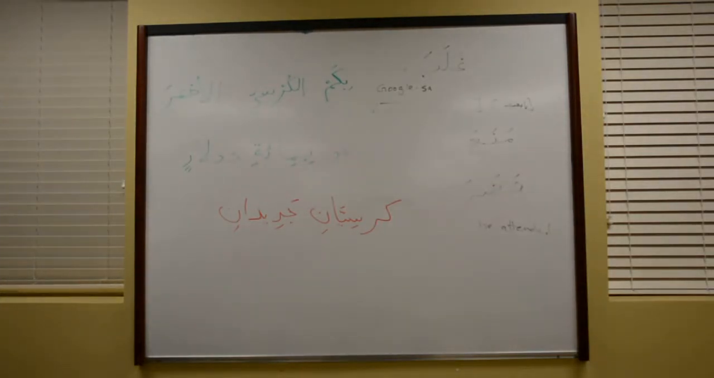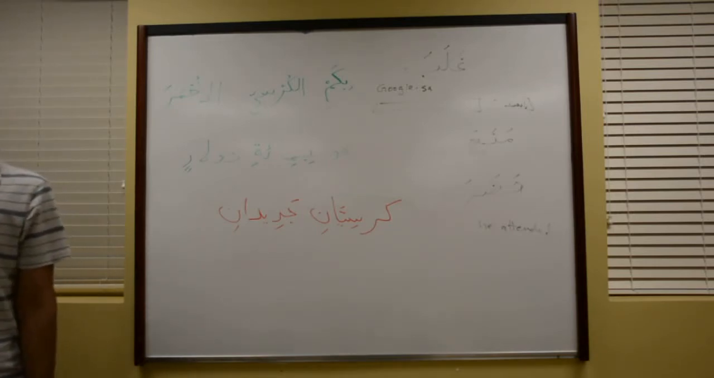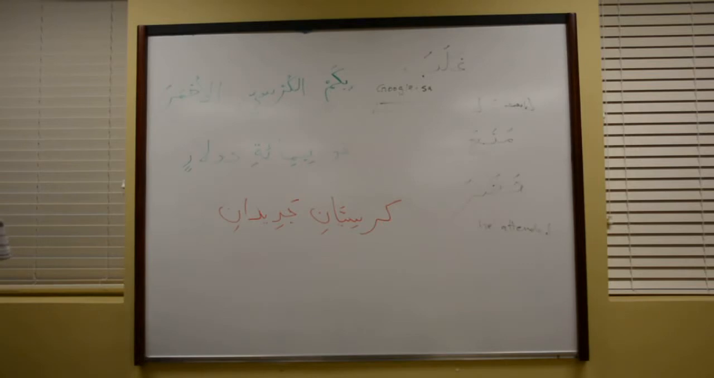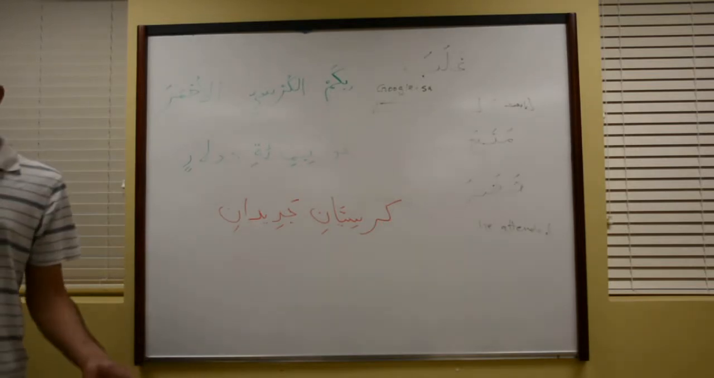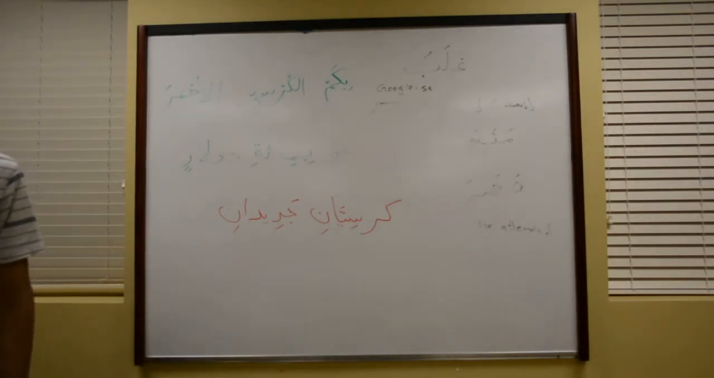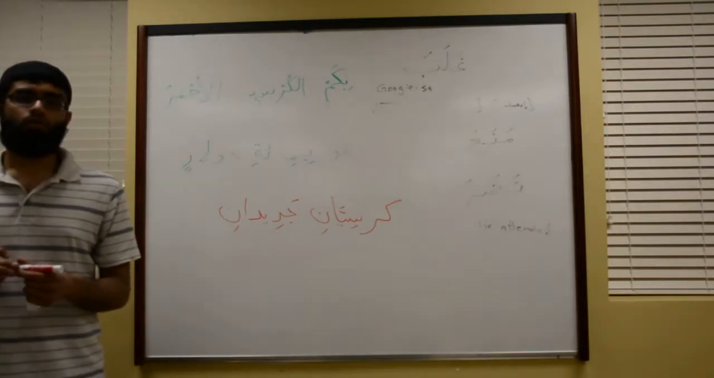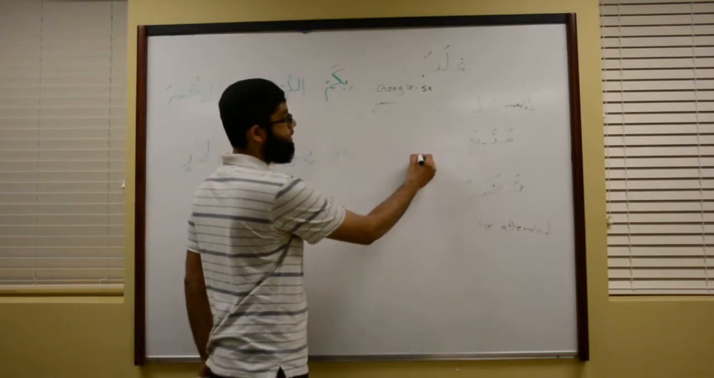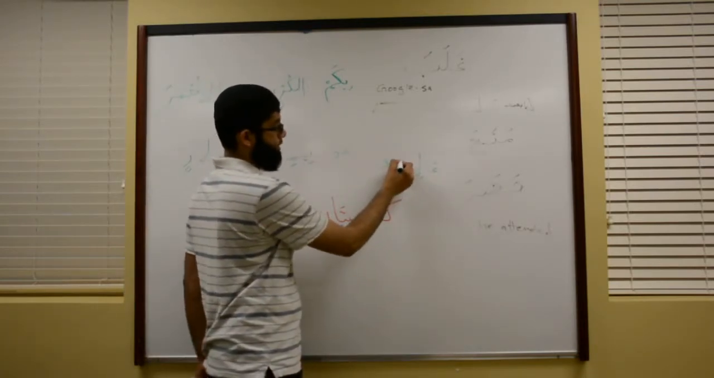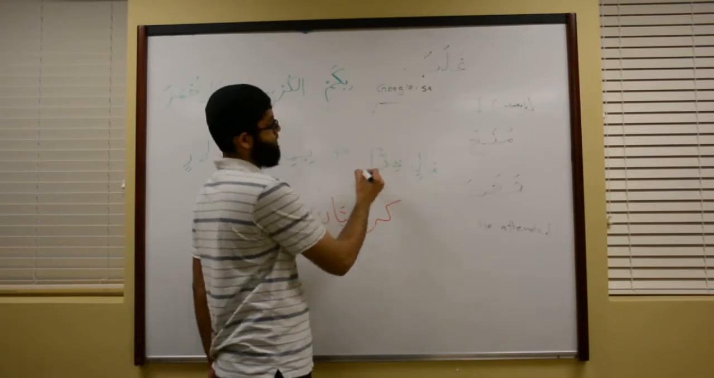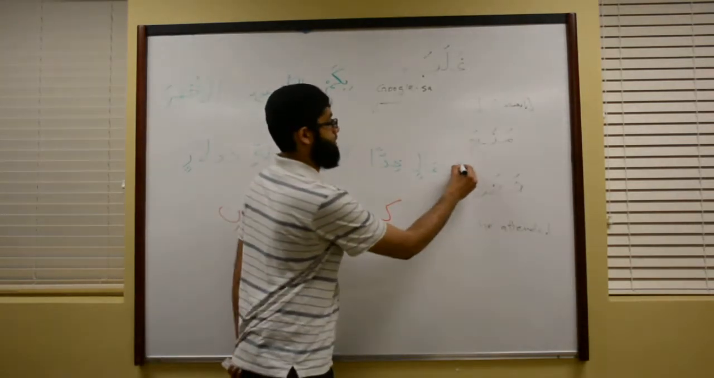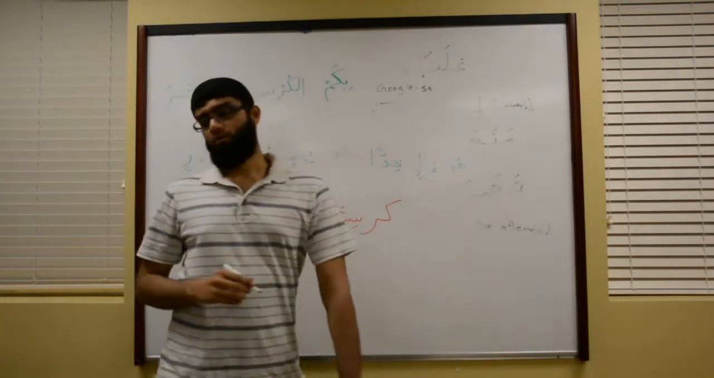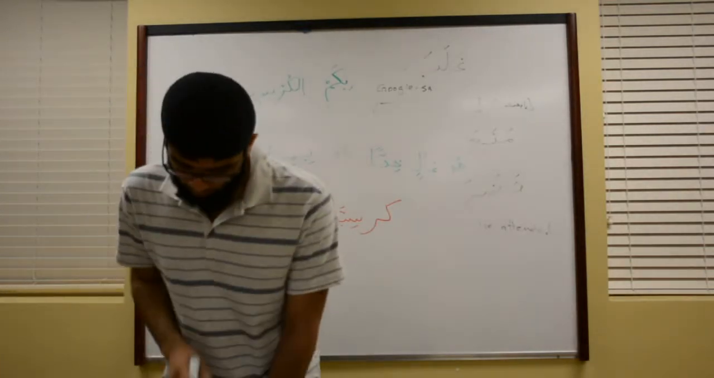Very expensive. Okay, it is very expensive. How do you say that? Huwa ghalin jiddan. So ghalin is expensive and jiddan is very. Ghalin jiddan. So you cannot use kathir? Kathir means many. Okay.